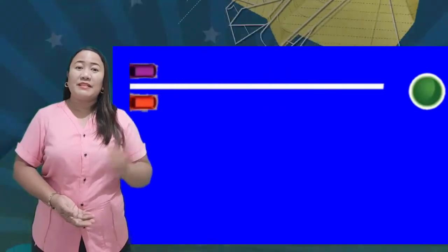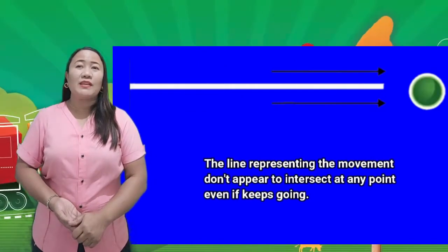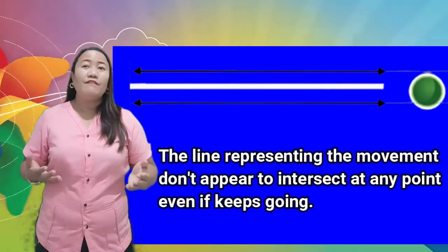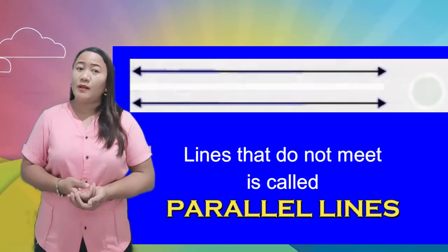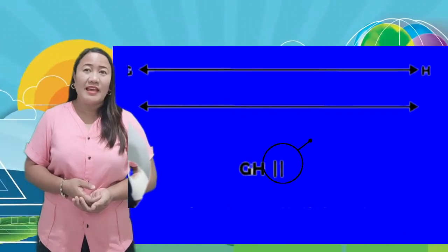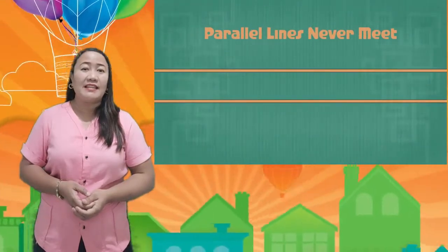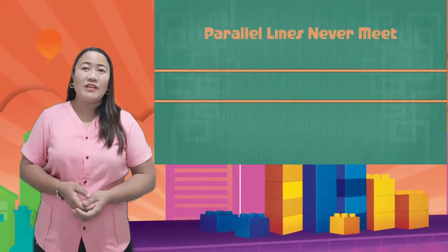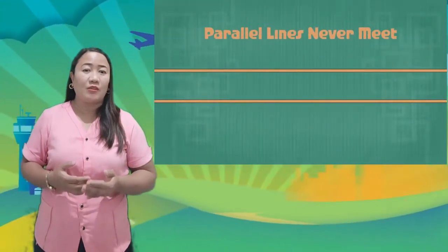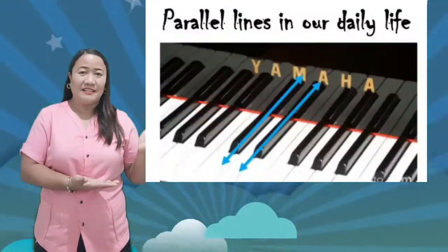Let us observe the movement of the cars. The lines representing their movement don't appear to intersect at any point even if we keep going. The pair of lines that don't intersect is what we call parallel lines, and we use this symbol to say that line GH is parallel to line JK. Remember that parallel lines go in exactly the same direction. They always have the same distance between them and never meet at any point at all. These are examples of parallel lines.